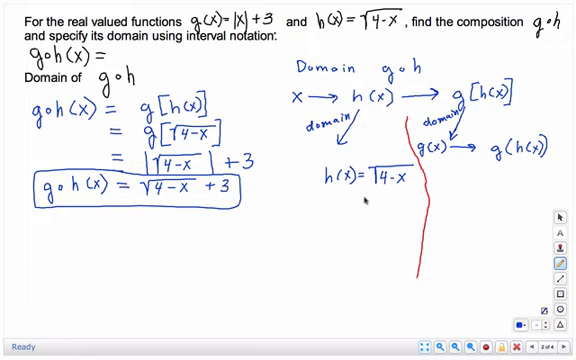So here we're finding the domain of h of x. Okay, so what are our restrictions here? Well, we have the square root here, so we know that 4 minus x has to be greater than or equal to 0.